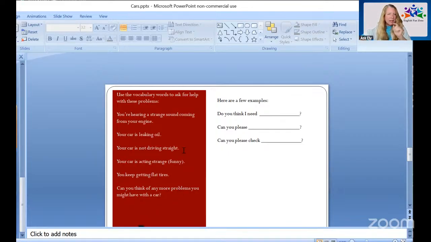Now I kind of gave you a hint on this one. Your car is not driving straight. Which question? Do you think I need? Can you please check? If you said, can you please check the alignment, right? You're looking for that center of gravity. You could say, could you check the center of gravity? But we would say alignment, right? Could you please check the alignment?